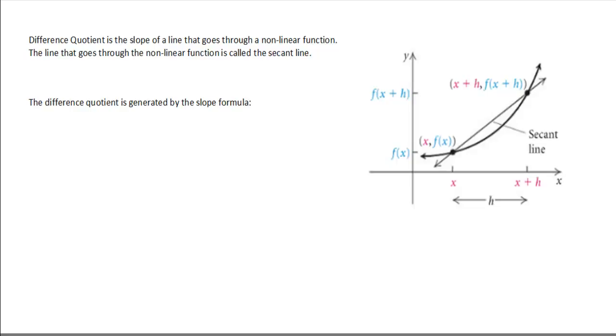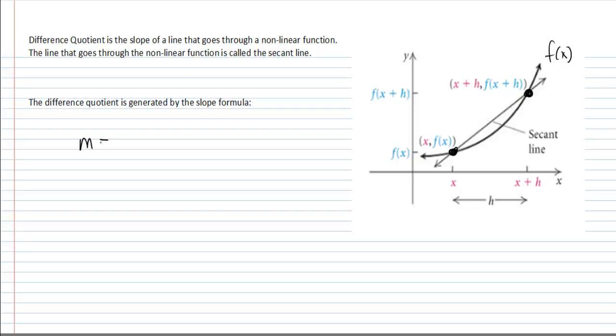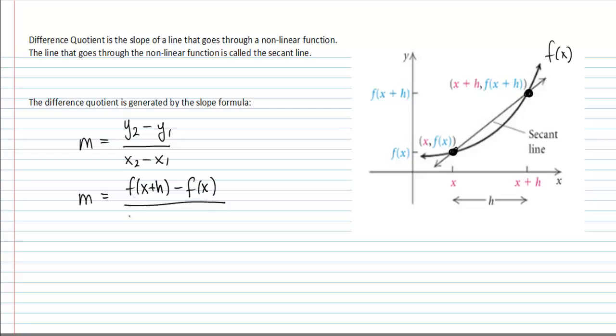Take a look at the figure to the right. You'll see that we have a nonlinear function called f of x with a line going through it, touching the function at two different points. If we generate the slope formula using y2 minus y1 over x2 minus x1, and we substitute the ordered pairs located right in the figure, we would get a slope of f of x plus h minus f of x divided by x plus h minus x.